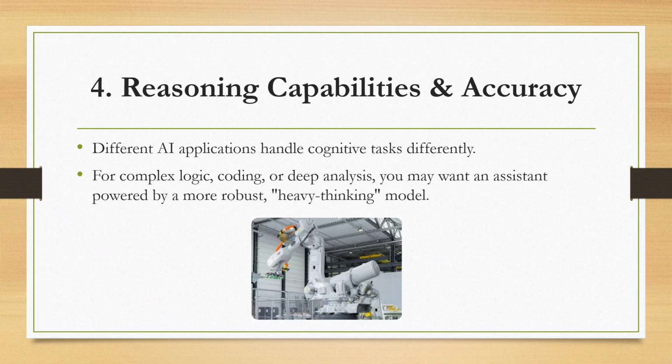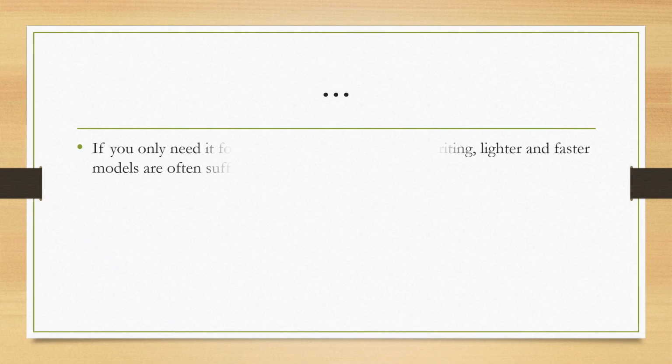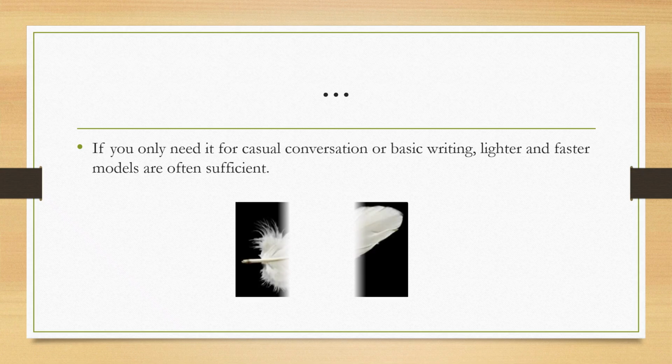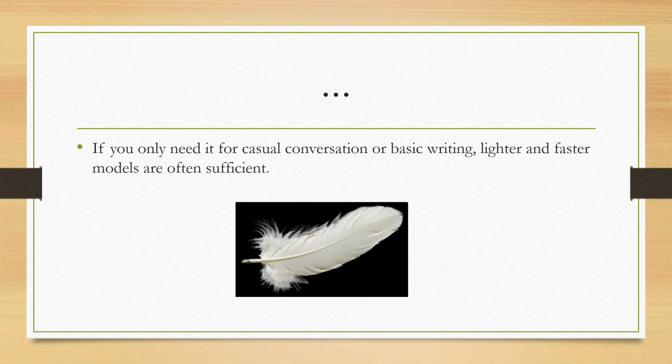So let's say you only need it for casual conversation or basic writing. So it will mean that maybe you'd want to use a lighter or even a faster model, and that would be sufficient for your needs. So when you're choosing an AI application to use, you then need to consider that.